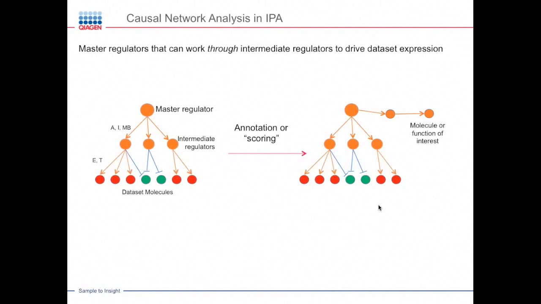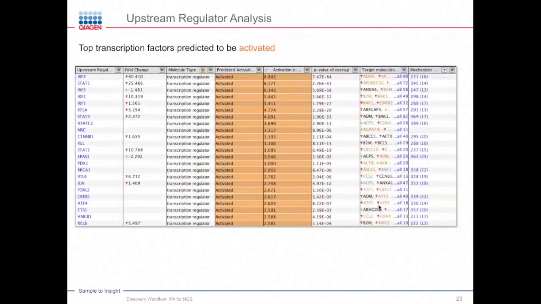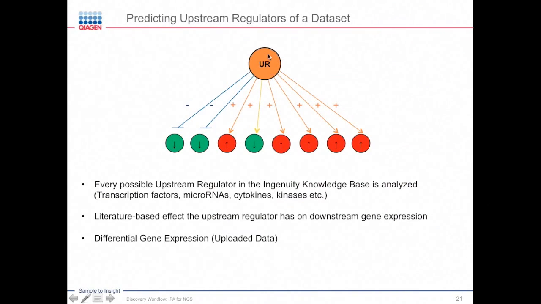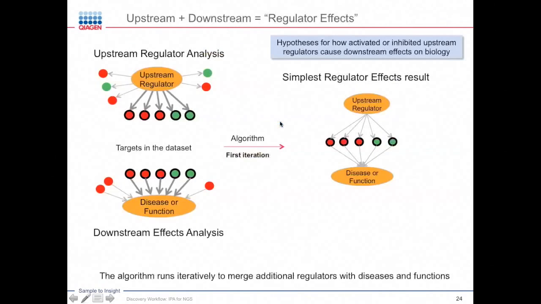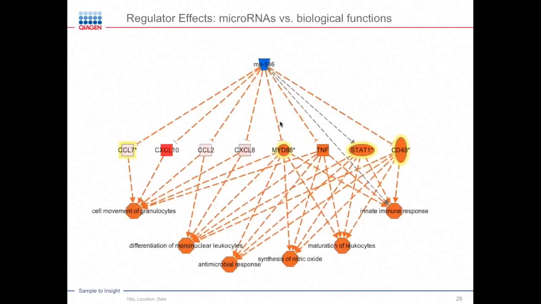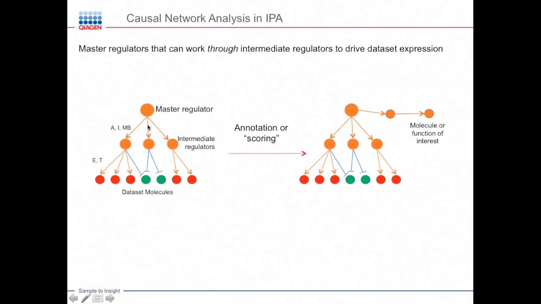Okay, switching topics a little bit, I talked about upstream regulators, which are simple networks like this, where there's one upstream regulator directly interacting with data set targets. But it's possible you can create higher level predictions based on a master regulator, or sort of a super upstream regulator, which might work by activating or inhibiting other regulators, which in turn work directly to talk to the data set.